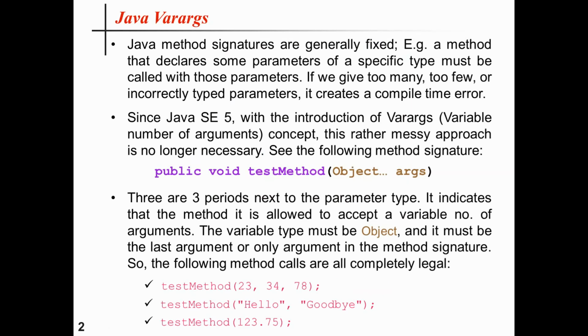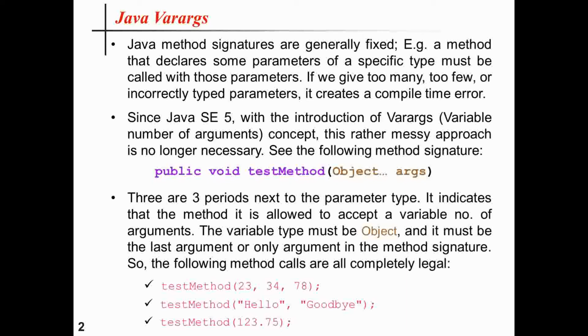As you already know, Java method signatures are normally fixed. For example, a method that declares some parameters of a specific type must be called with those parameters only. Say we have a method with three parameters, all of type int. Now if we provide too many, say 4 instead of 3, too few, say 1 or 2 instead of 3, or incorrectly typed parameters, so instead of providing int we have used a string, it will create a compile time error.